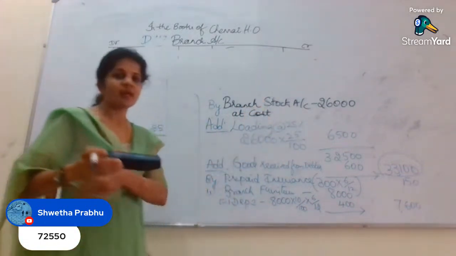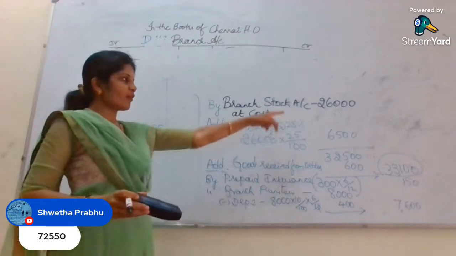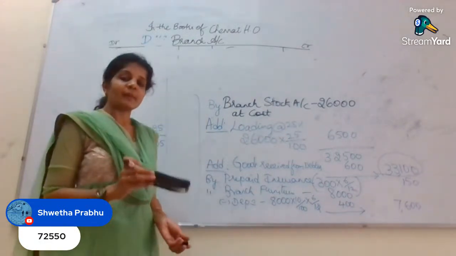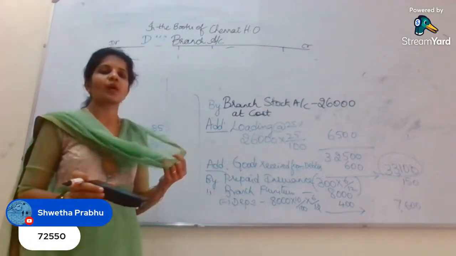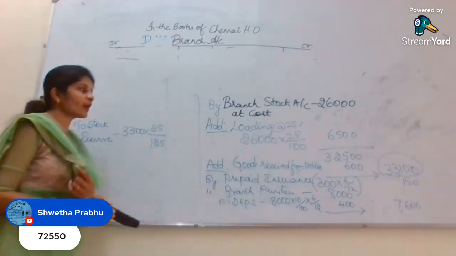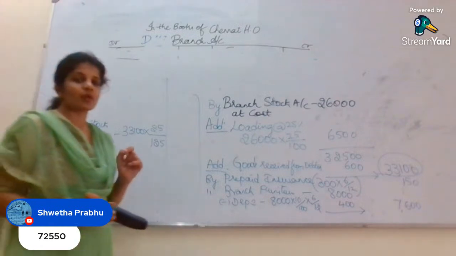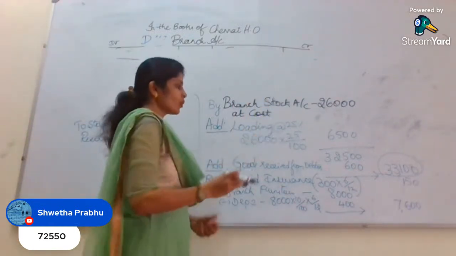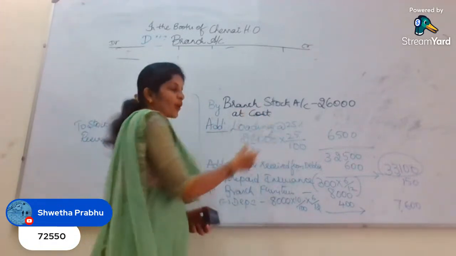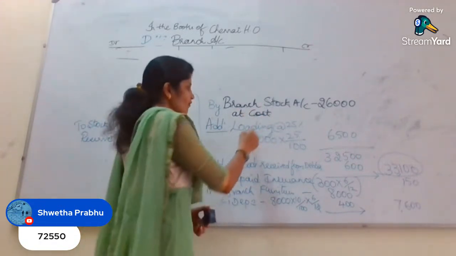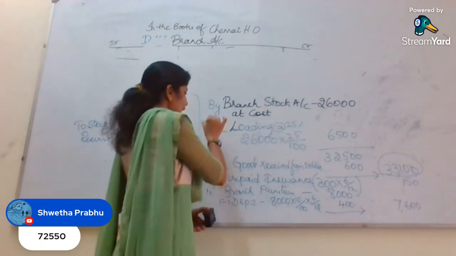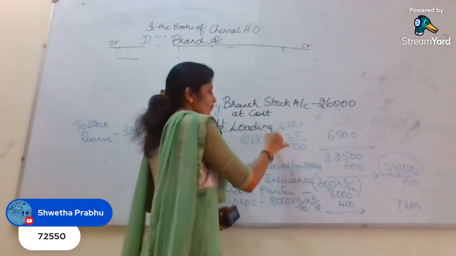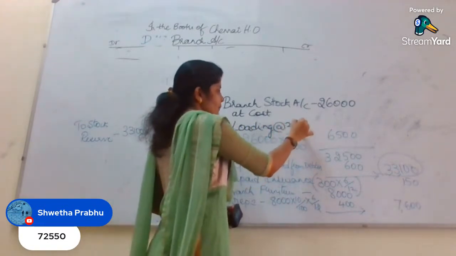At cost, this amount of 26,000 is 100. But in the problem it is also mentioned that whatever you are recording should be recorded at the invoice price, not at the cost price. So in order to record this at the invoice price, what do we have to do? We have to add the profit of 25%, which means adding the loading at the rate of 25%.